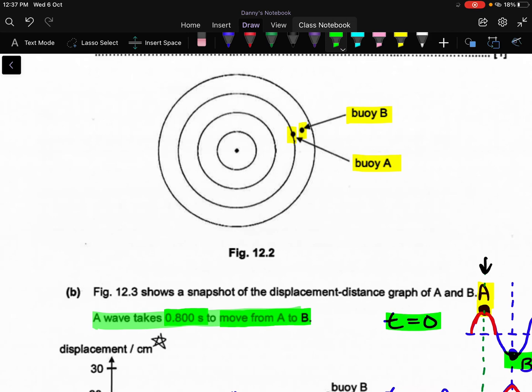So what does this mean? A wave takes 0.8 seconds to move from A to B. So you can interpret it as the crest. Maybe one crest of the wave takes 0.8 seconds to move from A to B.